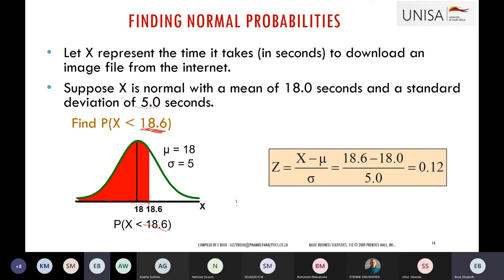So we need to go and find the probability that the Z value is less than 0.12. That's what we need because that's what the question said. We need to go find the probability that X is less than 18.6. And because we're not using the X value, we need to first standardize the value, then use the standardized value to go find the probability. And that's what we're doing. We standardize the X value and we found that the standardized X value is 0.12.